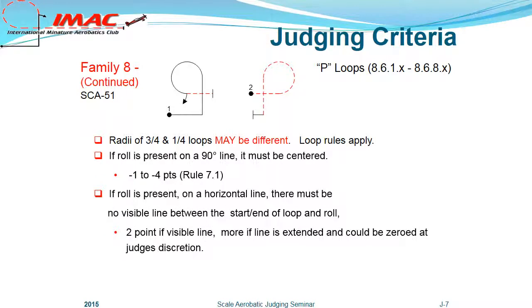Rolling elements may also be added to a horizontal entry or exit line. If present, there can be no line drawn between the loop and the rolling element. At least 2 points must be deducted if a line is shown and could be scored a 0 at the discretion of the judges.